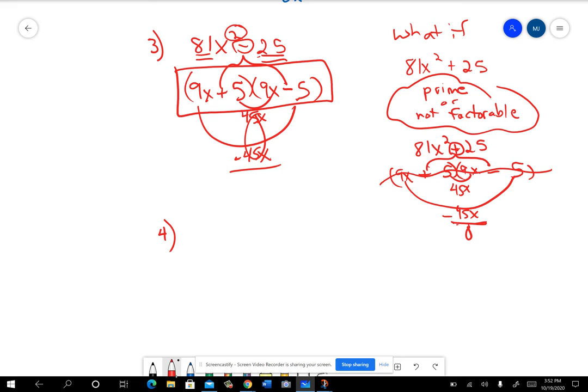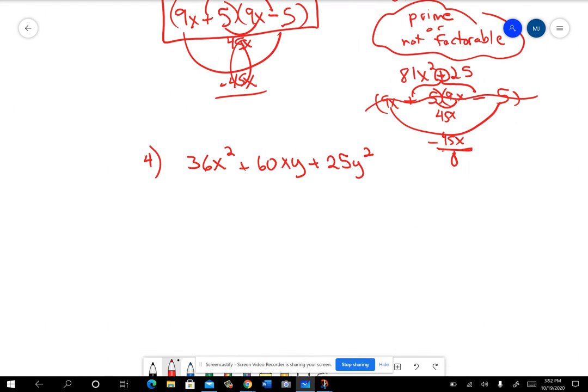How about this one? 36x squared plus 60xy plus 25y squared. Okay, first off, this could have a common factor. The numbers are kind of big and you've got multiple variables. So you should think about the GCF.